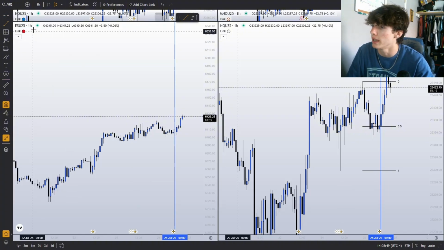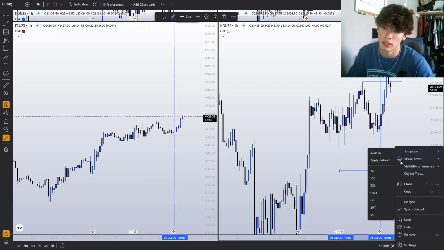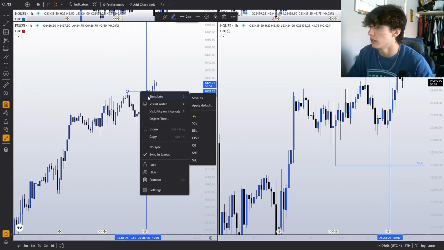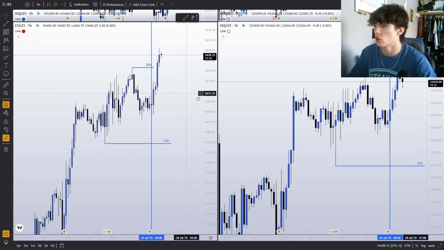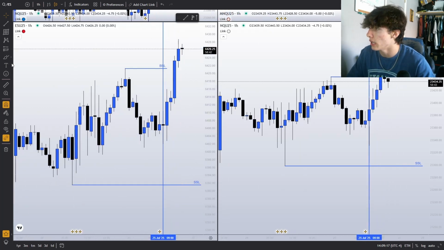So let's go ahead and mark out our buy side and sell side liquidity. Buy side, sell side, buy side, sell side. So that's our external range liquidity. Now let's look at some in between stuff, right? We have these fair value gaps sitting right here.